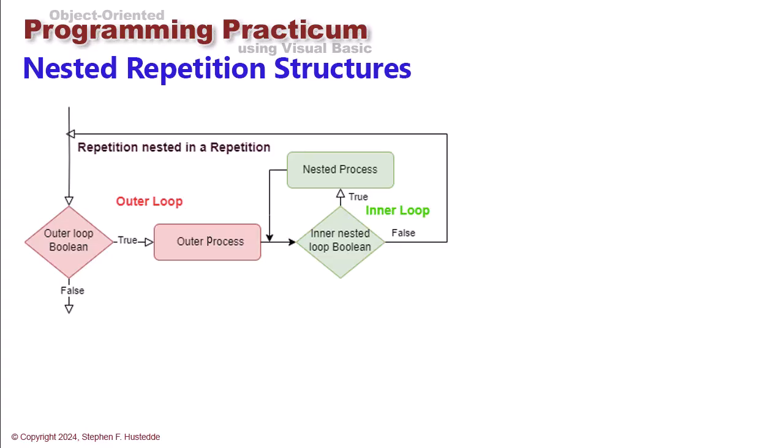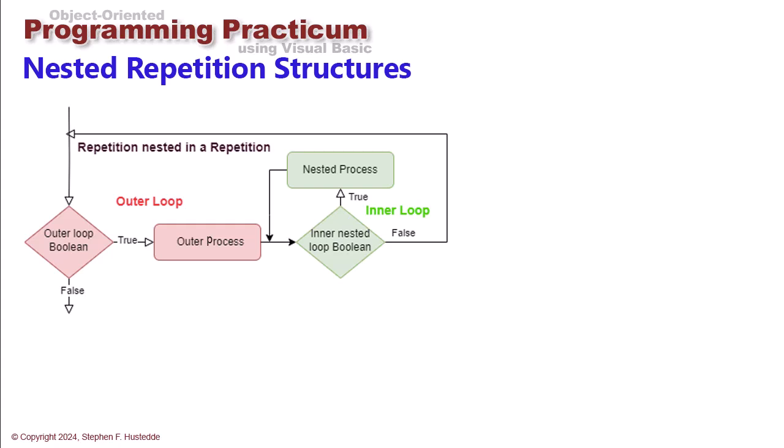We saw previously in working with conditional structures that we might have a conditional structure inside the fork of another conditional structure. We refer to those as nested conditionals or nested structures. We can also have nested repetition structures where we have a loop inside another loop.